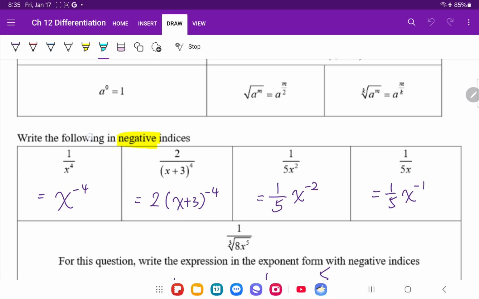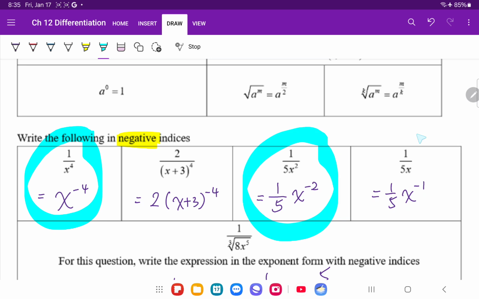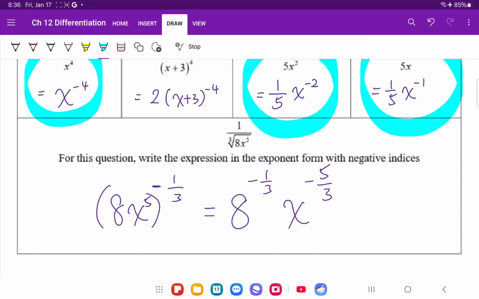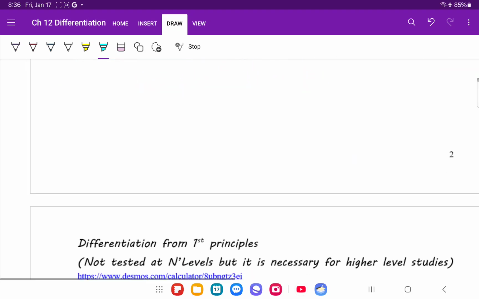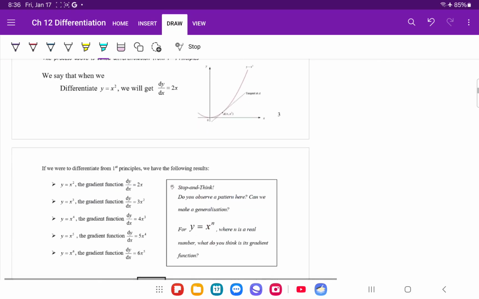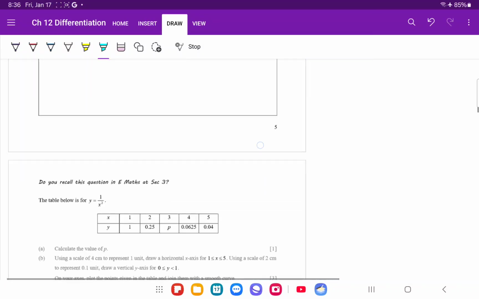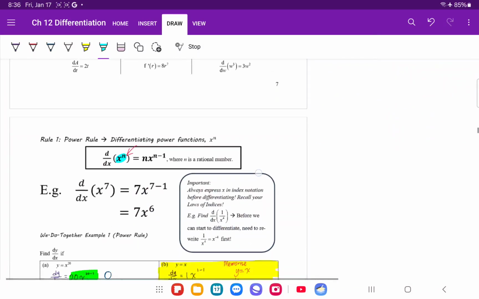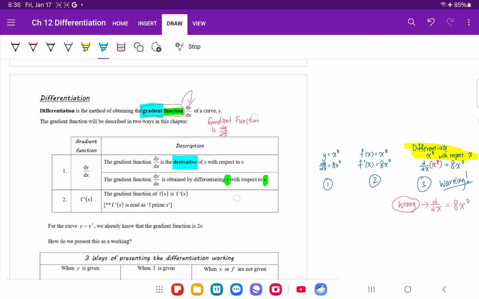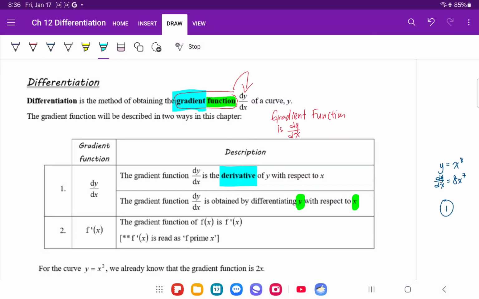Right? In particular, this, and this are important for today's lesson when we continue with power rule and the constant multiple rule. For the following question, we also recall how to write this in negative indices. Right? Now, up to that point, we have skipped a certain number of pages. Can we now move to the page that was on presentation? Okay, the presentation of differentiation.